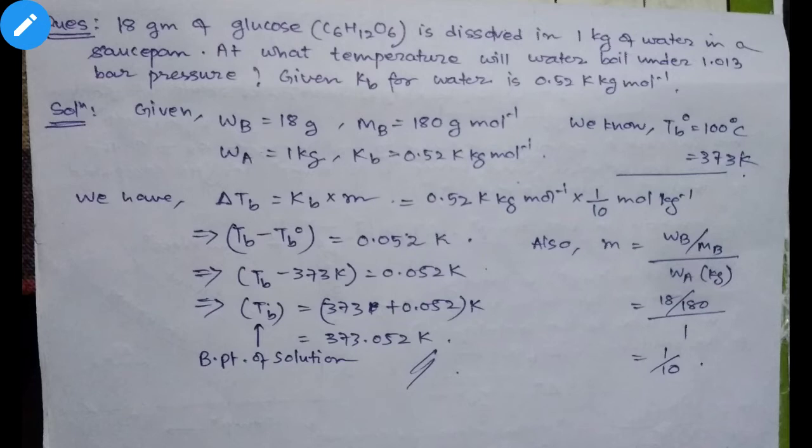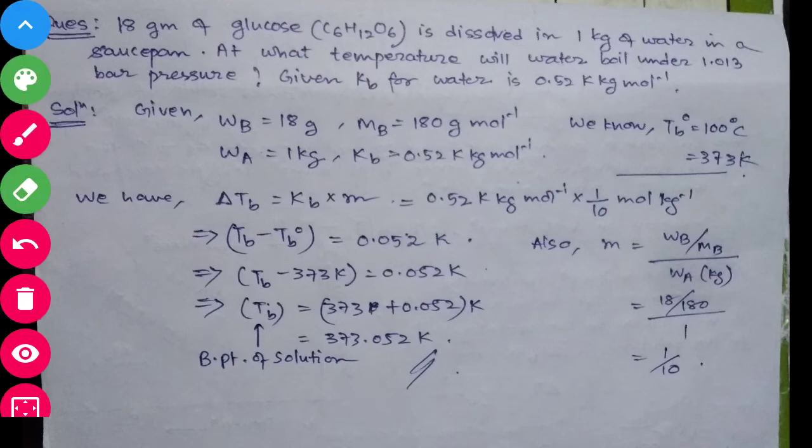Now what is the solvent? Solvent is given as 1 kg, so we will write WA equal to 1 kg, and Kb is given as 0.52 Kelvin kg per mole. Whatever is given, we'll write neatly like this. Then we will see what we have to find. You just read the question. They are telling at what temperature, that means they are asking for temperature T. It is obvious, but you know, in elevation in boiling point, we have two things. One is what?